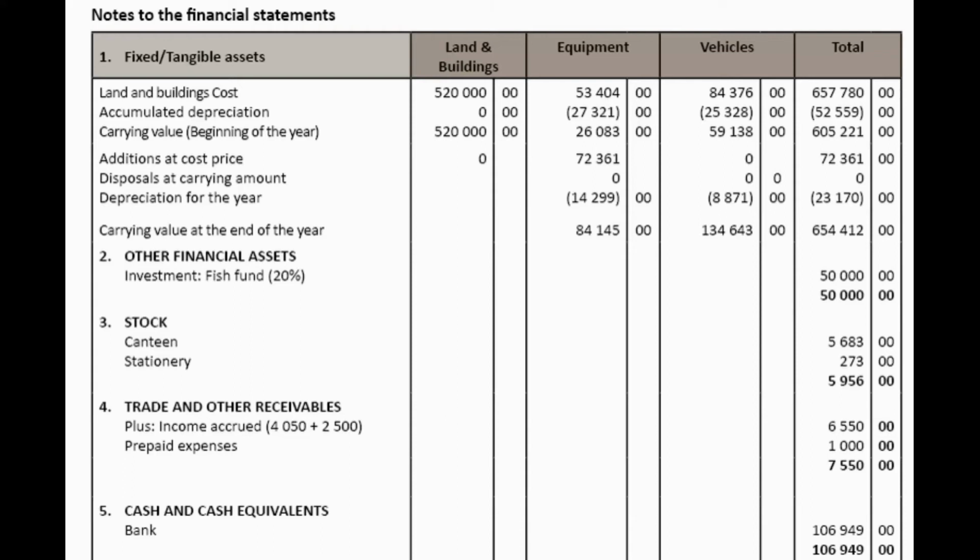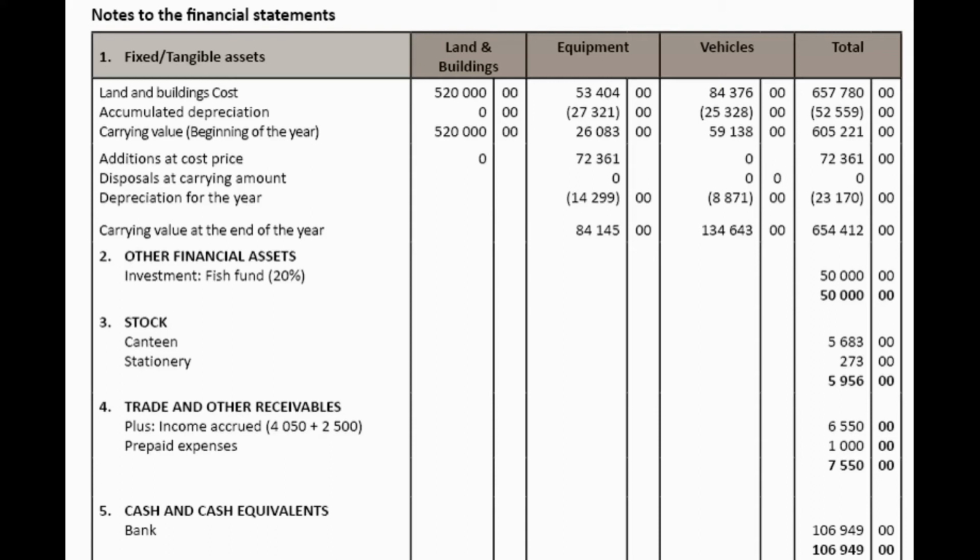Okay, so let's get to the notes to the financial statements. We'll start with the fixed tangible asset note. Those entries at the top, land and buildings at cost, we get that from the information on the previous year's balance sheet to get that carrying value at the beginning of the year. All that information came straight from the previous year's notes to the financial statements.